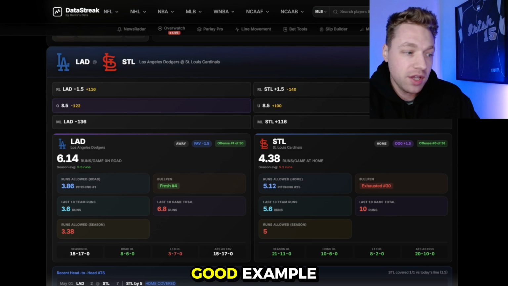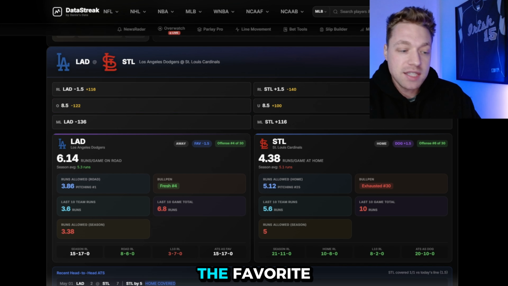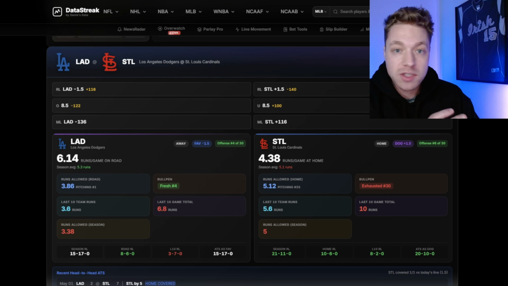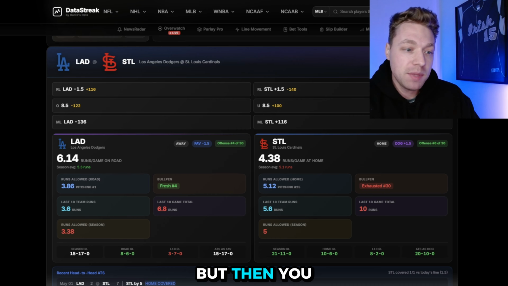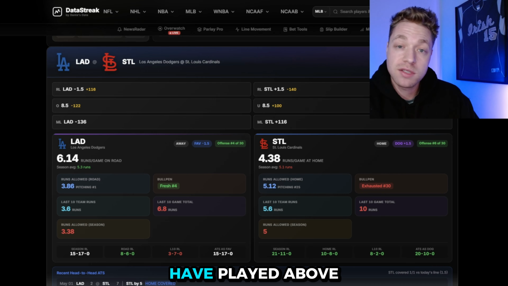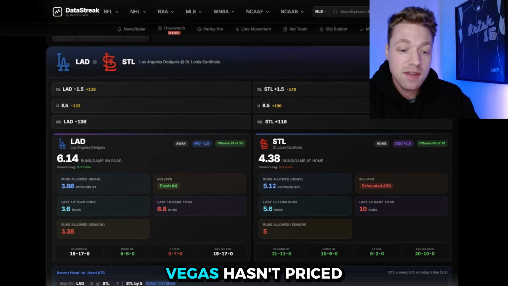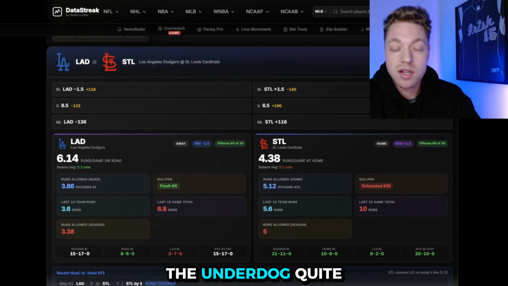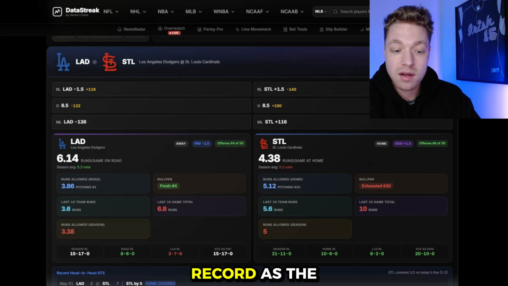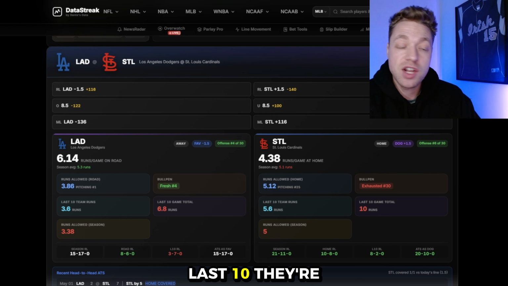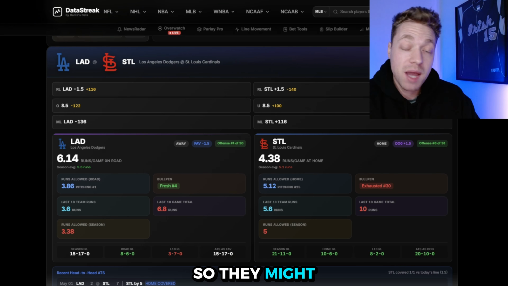Here's another really good example. The Dodgers are the favorite. They are the favorite almost every single game. So they're 15-17 as the favorite. So they have not been that great versus the run line. But then you look at the Cardinals, and the Cardinals have played above expectations. Vegas hasn't priced them great, and they've been the underdog quite a bit. And they have a 20-10 record as the underdog, and in their last 10, they're 8-2. So they might be worth a look.